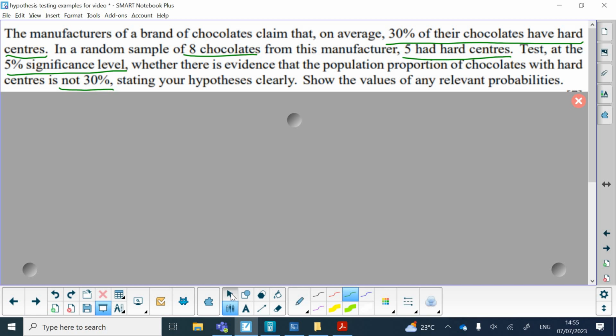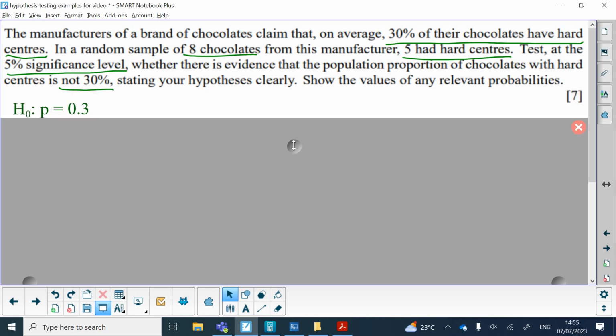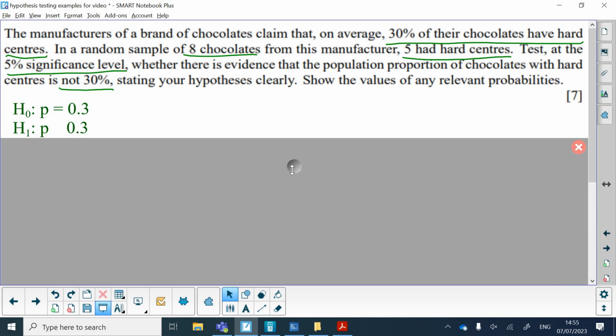So we begin by writing down the hypotheses. We want a null hypothesis, which is the status quo, which is just that the proportion with hard centres is 30%, which is what the manufacturer said. And against that, we're going to see if there's evidence that it's not 30%. So our alternative is going to be not equal to. It's not a greater than, it's not a less than, it's both. It's a bit of both. It's just got to be either extremely large or extremely small instead of 30%.